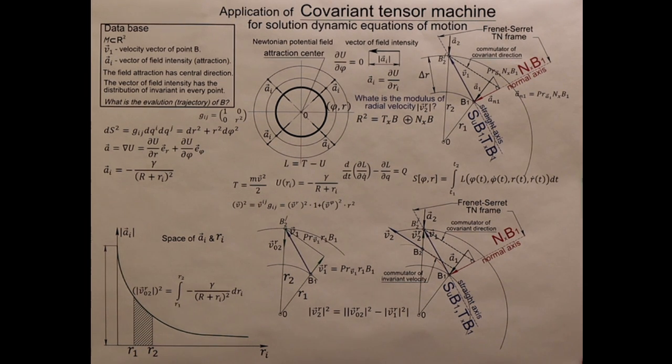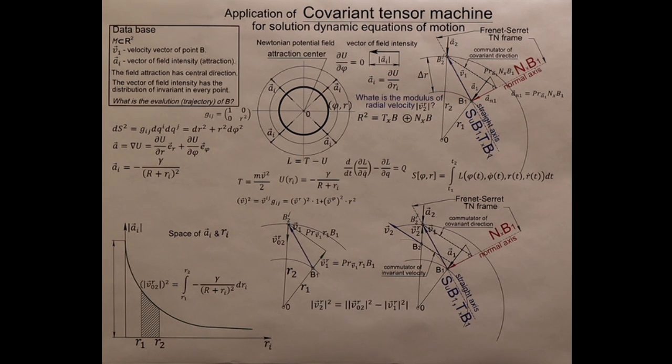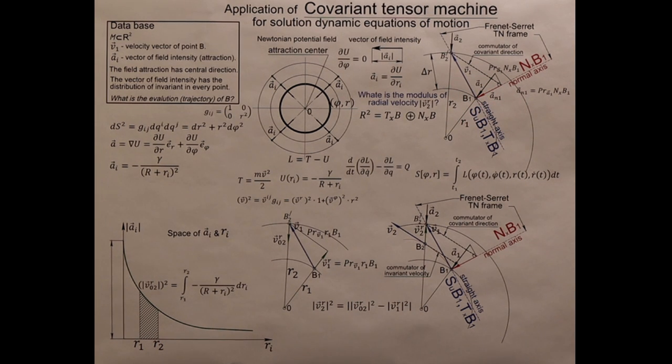The distribution of the vector has the form: draw the velocity vector with scale. Next, draw the radial axis R1 and build the vector of intensity A1. Draw the Frenet TN frame and do the projection of A1 on the normal axis.